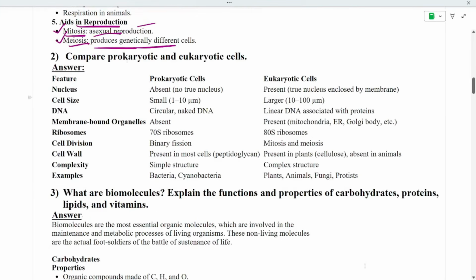Okay, next is about the prokaryotic and eukaryotic cell. See, you can see here the nucleus is absent and here it is present.